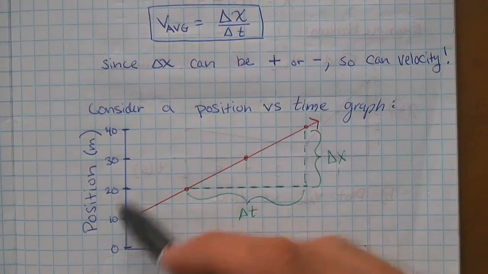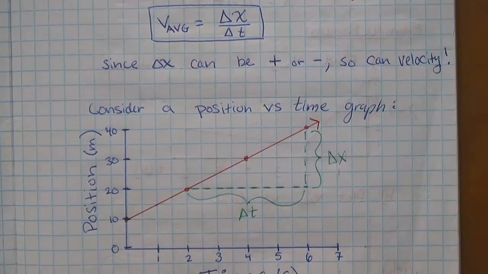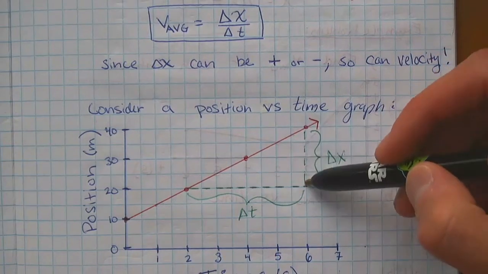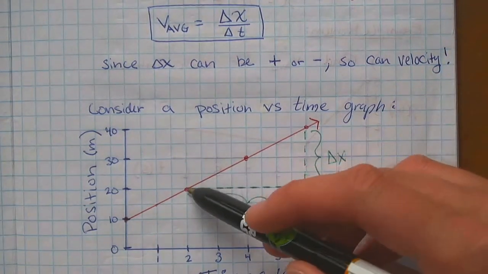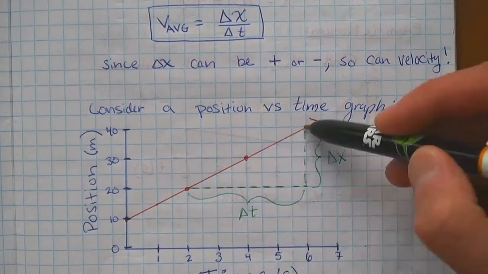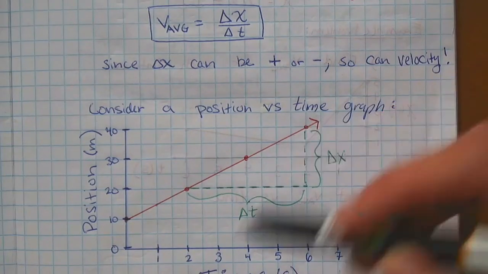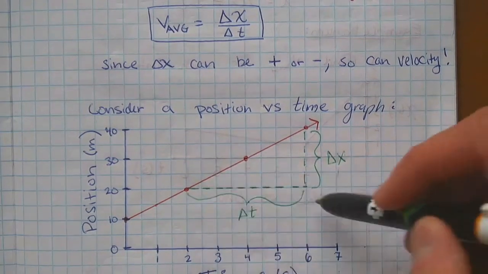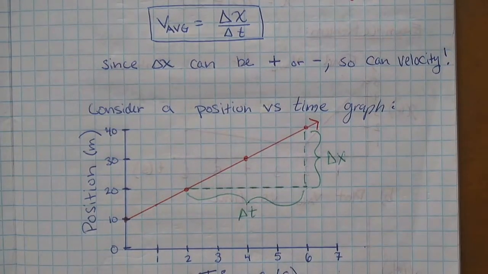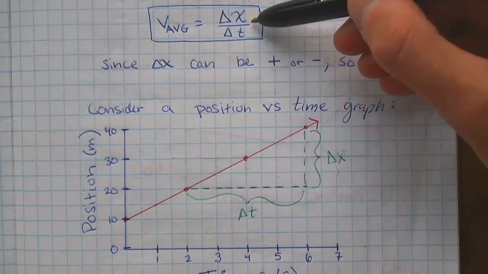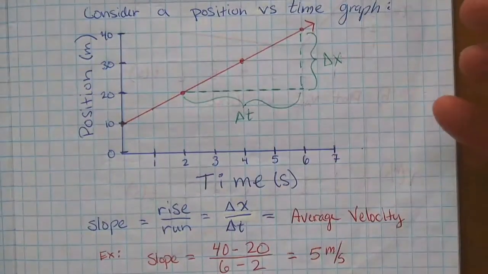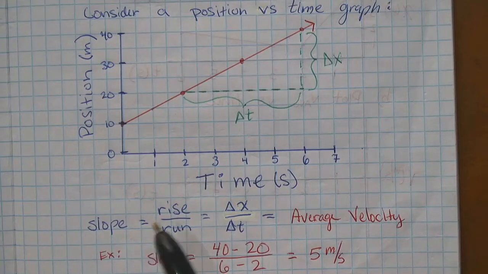If we look at the slope of this graph, the slope would be the rise over the run. Our rise would be a change in position, because that's what's plotted on the vertical axis. I've gone from, in this case, 20 meters to 40 meters, so I've changed my position. That's a delta x. And then my run is a delta t, a change in time, because I've gone from 2 seconds to 6 seconds. If I was to find my average velocity, it's delta x over delta t. Hey, look, that's the same as it is up here. That means the slope of this line is the velocity, how fast something is going.